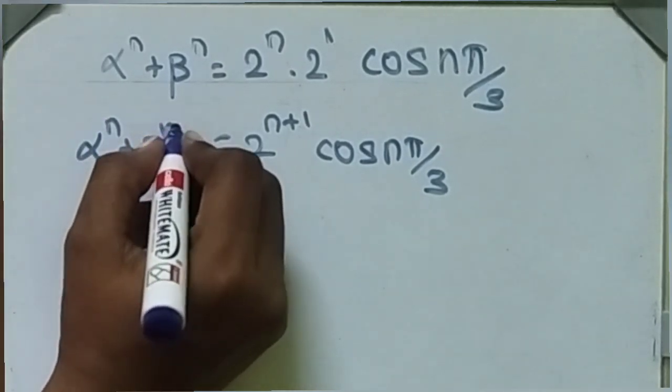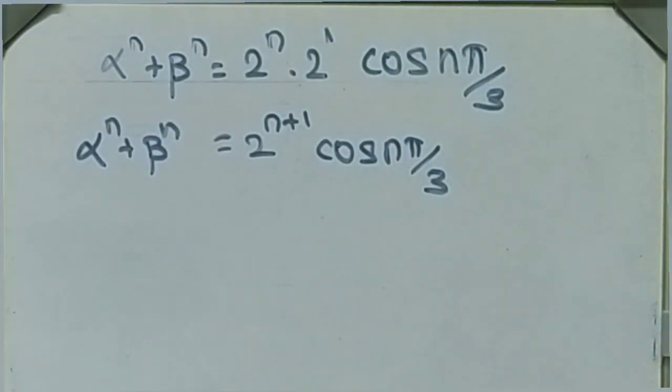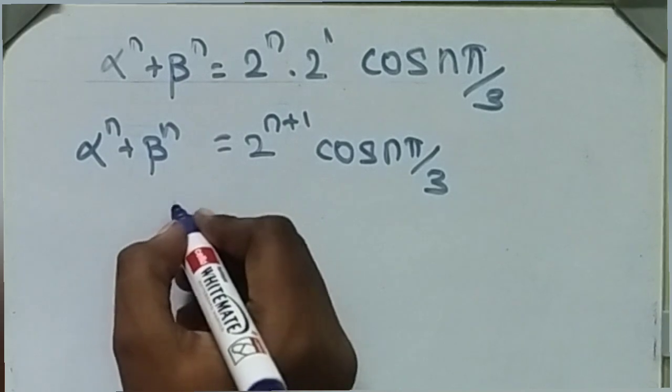So now read the question. What do we have to prove? We have to prove alpha power n plus beta power n equals 2 power n plus 1 multiplied by cos n pi by 3. So here it is, we proved this. Hence proved.